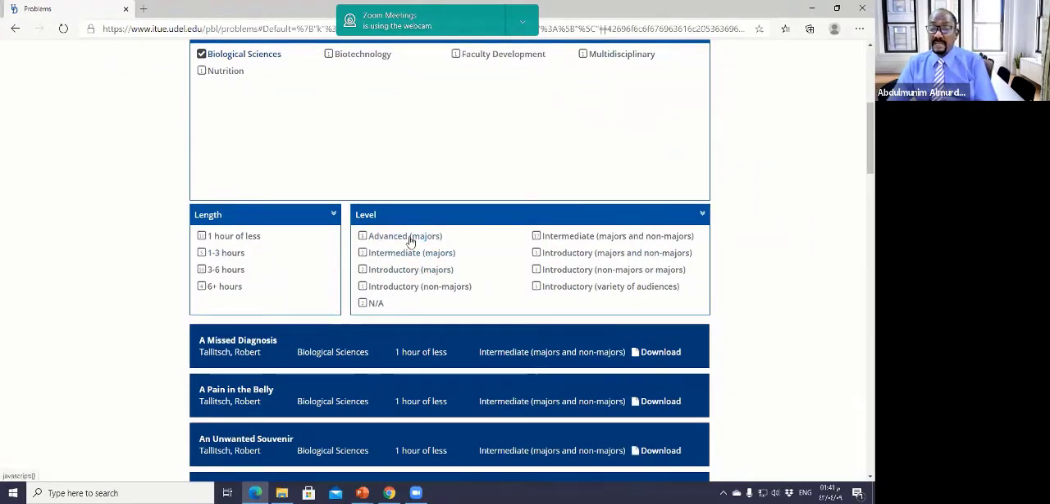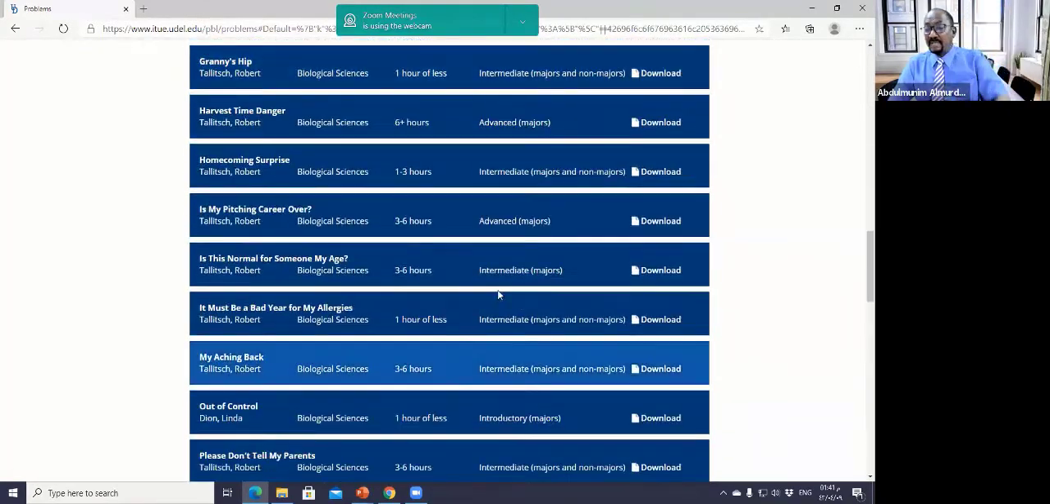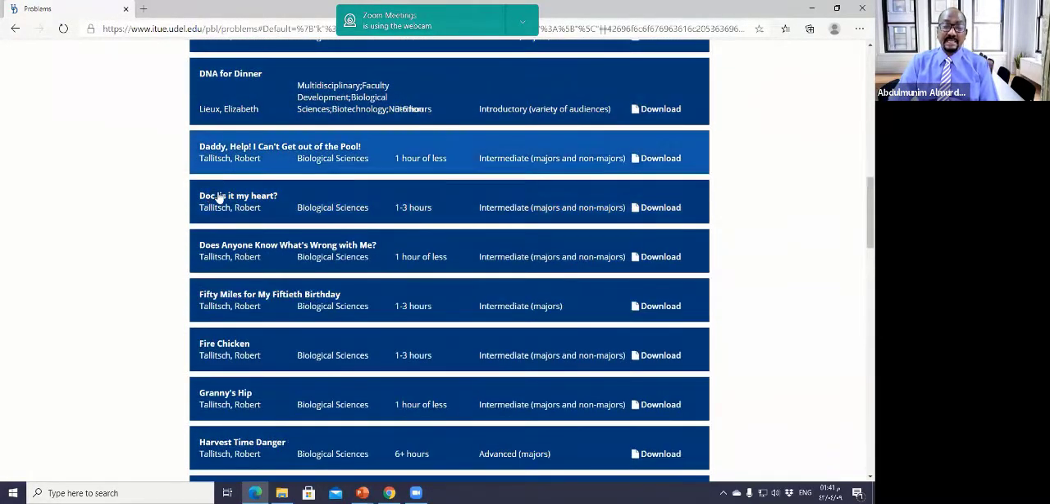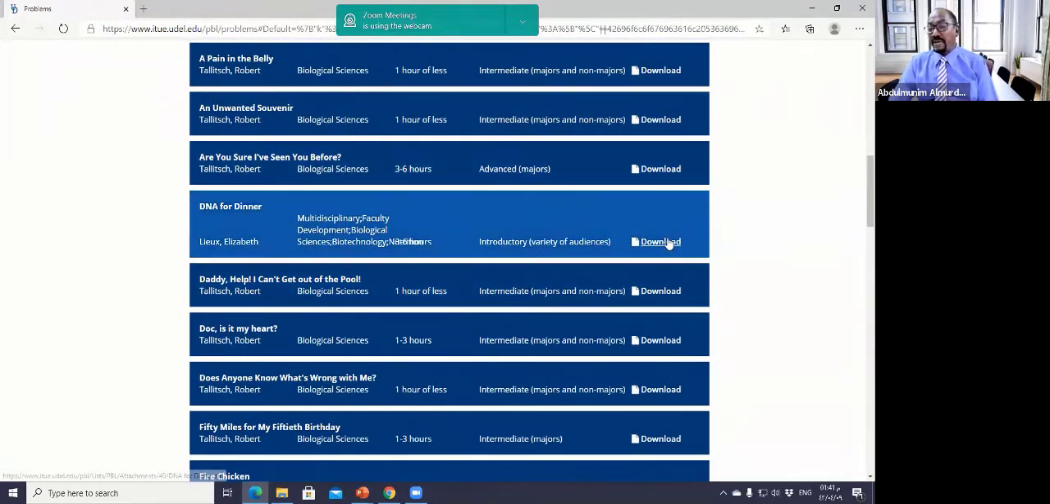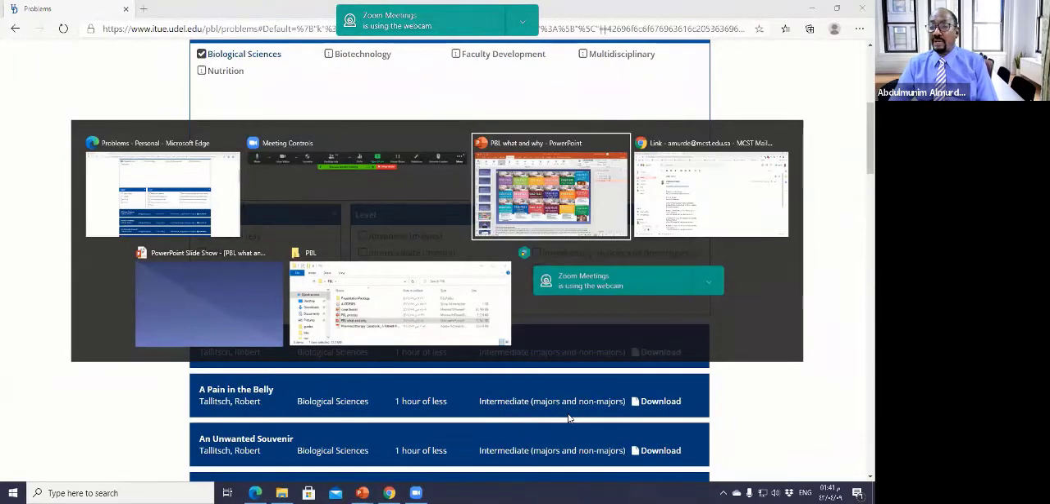As you can see, this is level for the advanced, 8 cases. For the intermediate, 2 cases. For the introductory, 2 cases. Introductory non-majors, 1 case, and so on. So it is giving you a list of cases in the field, and you can go straight. Is pitching career over, homecoming, harvest, these are the titles of the cases. And from here, you can download the case and use this for your teaching or for your curriculum.